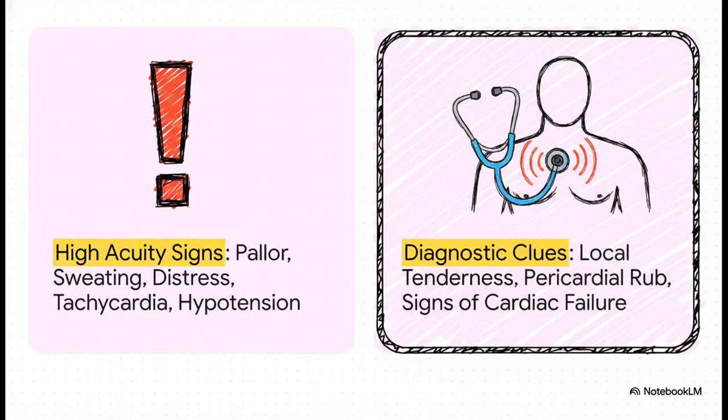This slide perfectly illustrates the two things you're really looking for. First, general signs of high acuity. Is the patient obviously unwell? Are they pale, sweating, hemodynamically unstable? And second, specific diagnostic clues. A pericardial rub points you straight to pericarditis. If you can actually reproduce the pain by pressing on the chest wall, well, musculoskeletal pain becomes a leading diagnosis.